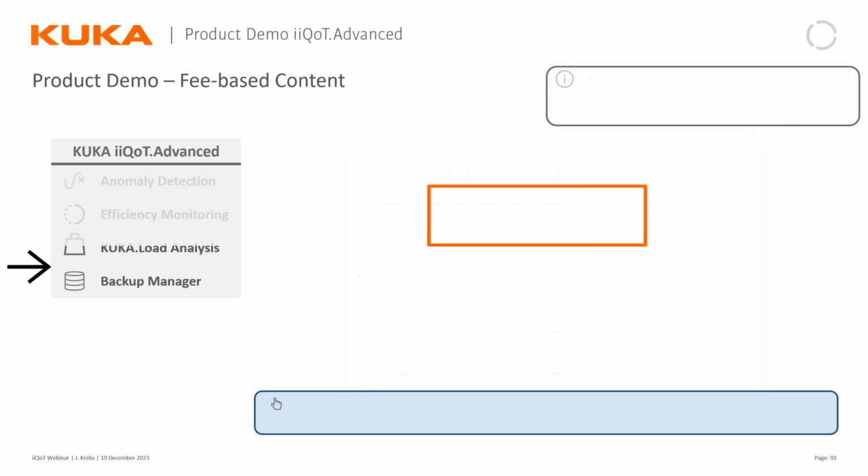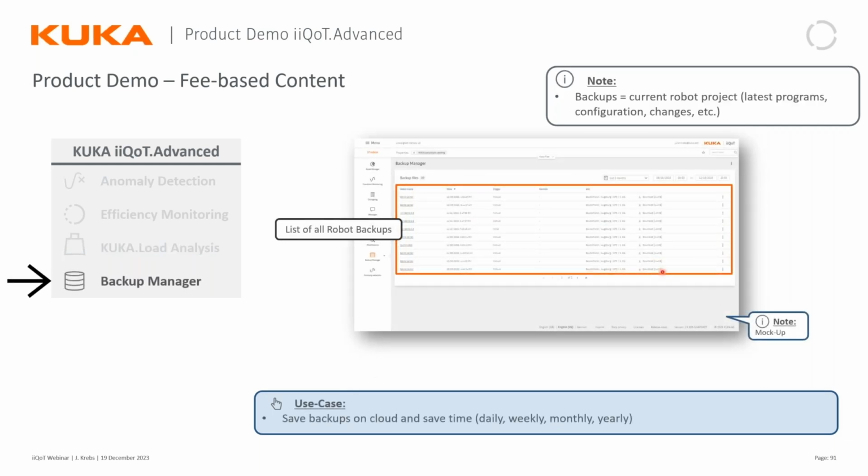And last but not least, the backup manager. Again, that's also a mock-up, but it will look like that. It will be a module which I just click on. I see, again on the asset group view, all existing backups. Backups meaning the current robot project, right? So you cover the latest programs, latest point adjustments, configuration changes, etc.